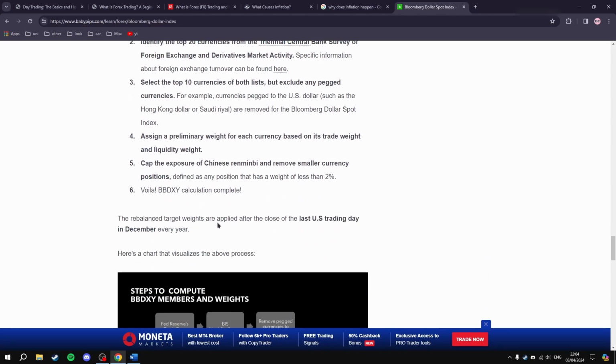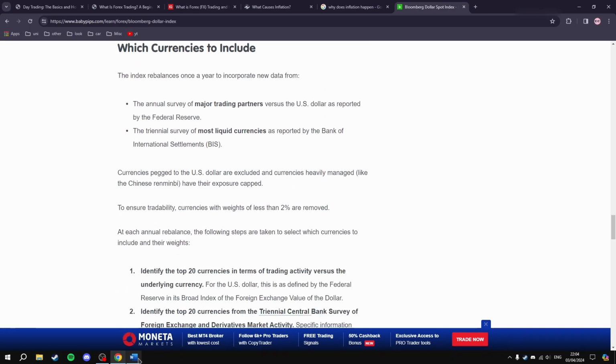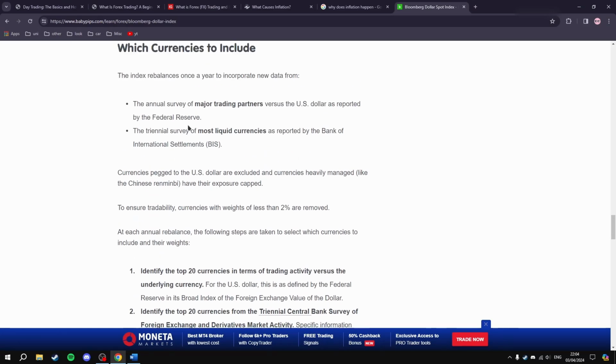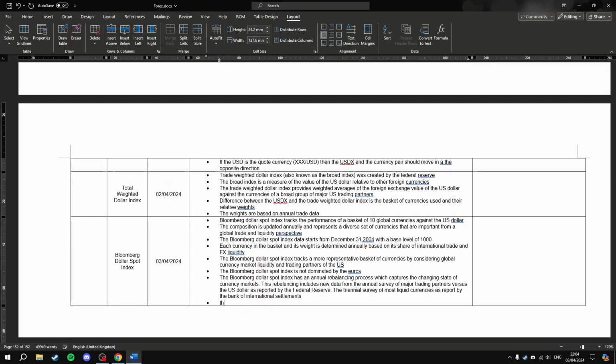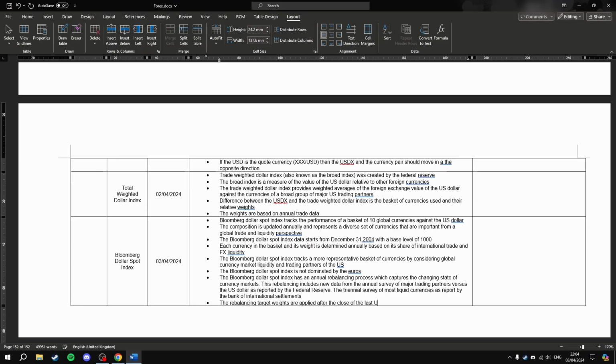The rebalancing target weights are applied after the close of the last US trading day in December every year.